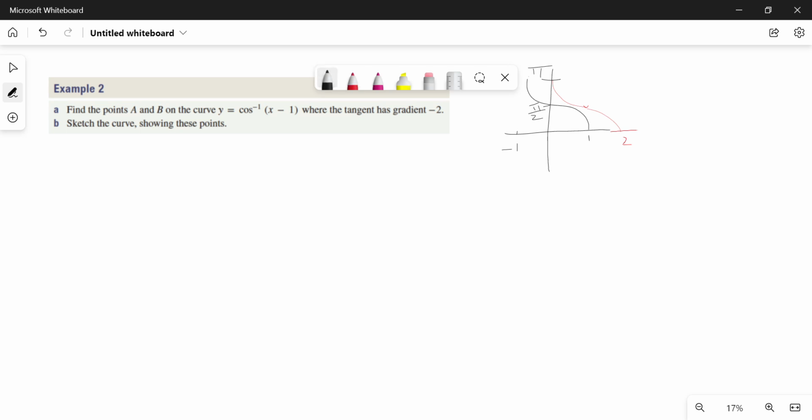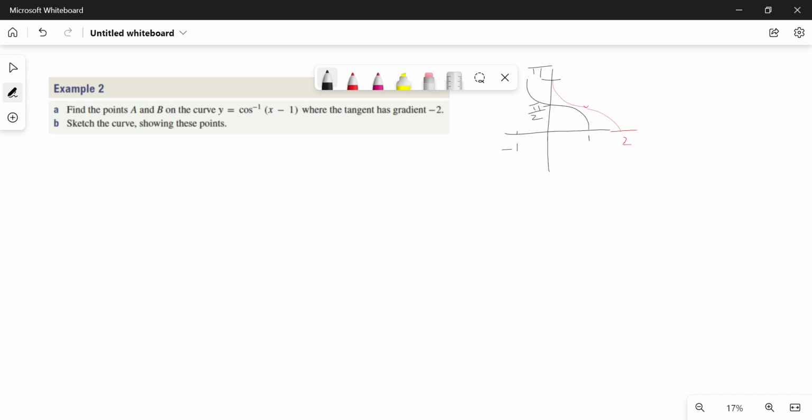Alright, so we need to find the points A and B on this curve. It's an inverse cos curve. So in the black, I've drawn our normal inverse cos of x. Of course, if it's f of x minus 1, it's translated 1 unit to the right. So it becomes that red curve.